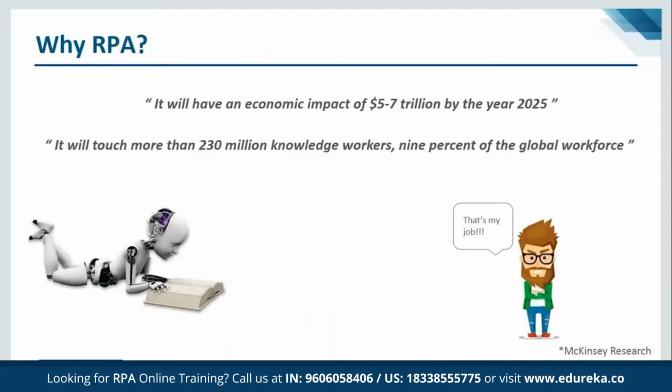$5 to $7 trillion is a huge amount of money, guys. It also says it will touch more than 230 million knowledge workers. All right, so don't get scared with this line, because it says it will touch the jobs of 230 million workers. So what that basically means is that whatever tasks you are doing today, maybe you'll not be able to do them tomorrow. Tomorrow you might be doing a different job, or a different set of tasks will be expected from your job. Right? So this is what is meant by touching more than 230 million knowledge workers.